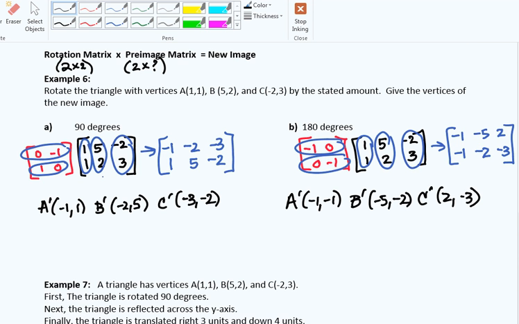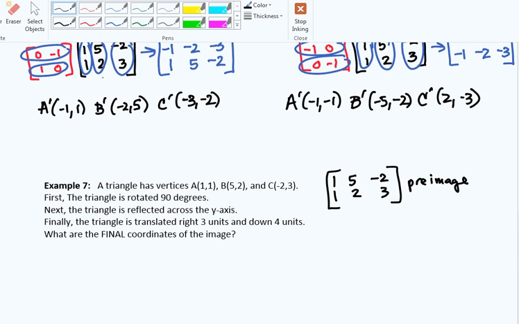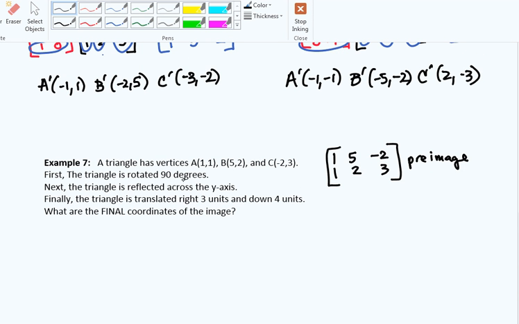All right. So I have another example, and it says a triangle has vertices of 1, 1, 5, 2, and negative 2, 3. All right, so that's the same as the last problem. This is my pre-image. And it says, first, the triangle is rotated 90 degrees. Okay, so let's go ahead and do that 90-degree rotation. Again, that's 0, negative 1, 1, and 0. You can get that from the box or from your formula sheet.